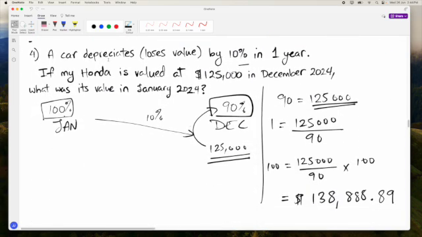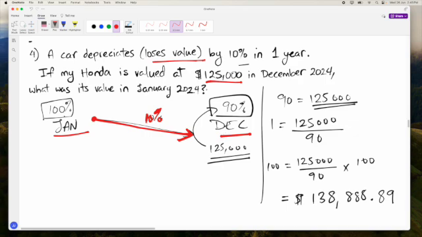A car depreciates, or it loses value, by 10% in a year, right? If the Honda is valued at this in December, what was the value in January? So you know we have January and we have December here, right? And we see that after a year it loses value. So whatever value it is in January, it's going to lose value by 10% by the time it reaches December.